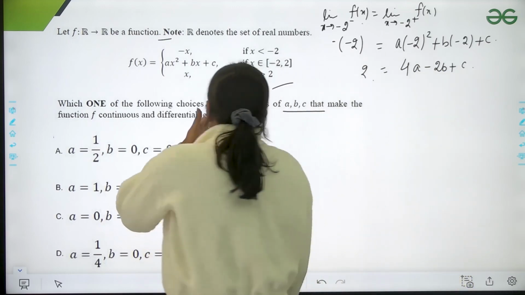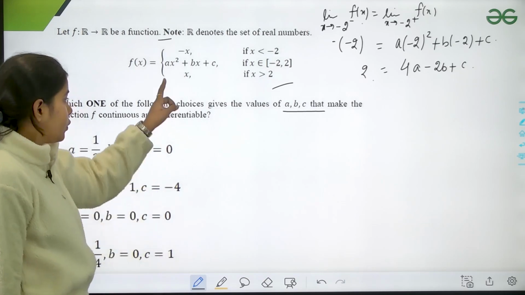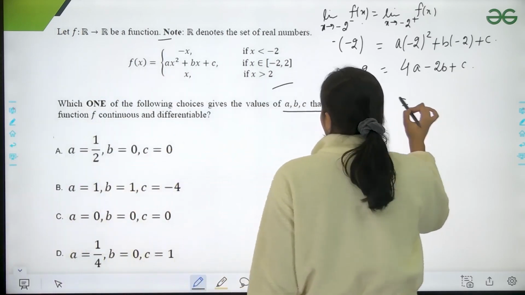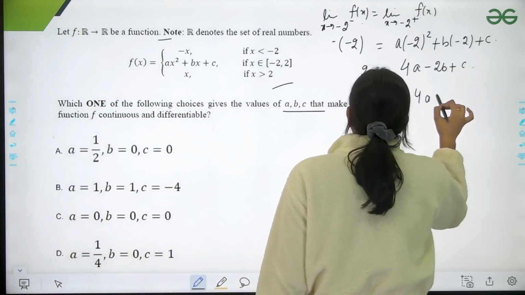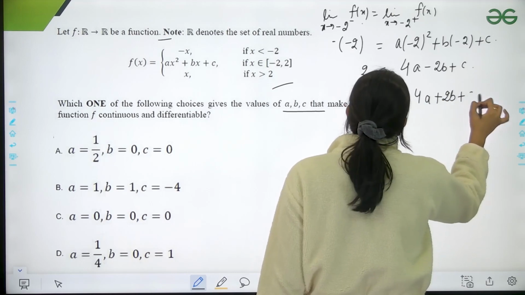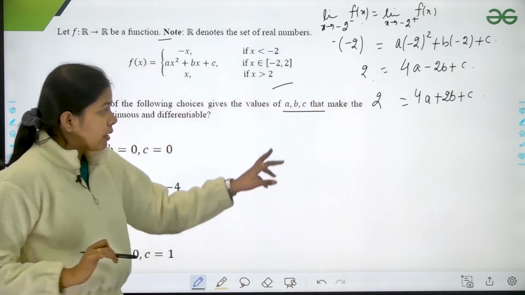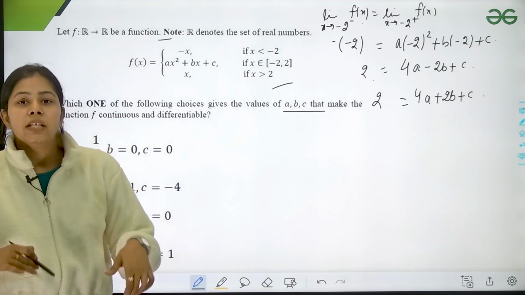This is one of the equations. Now for x equals 2, we have to do the same work. So if I solve this, it would become 4a plus 2b plus c, right? We got these two equations. But I can see here we have three variables, so we need something more.